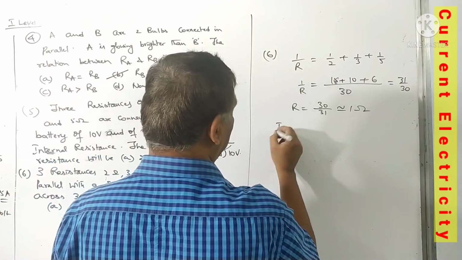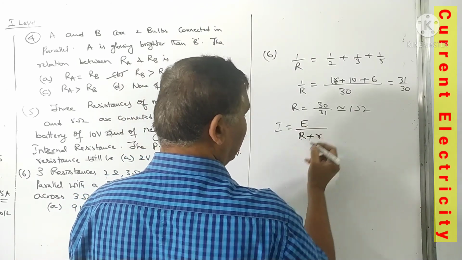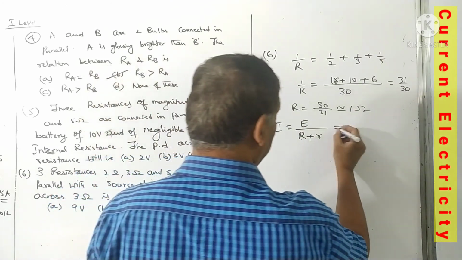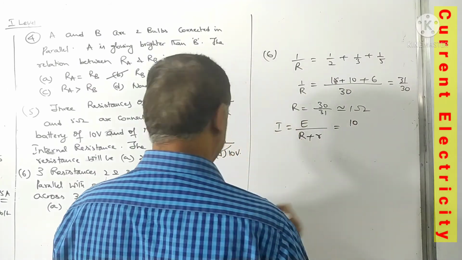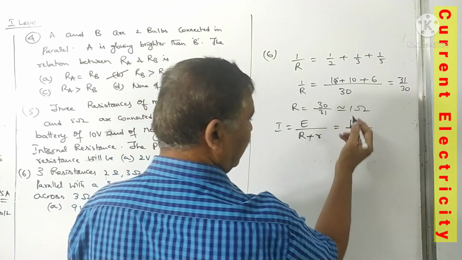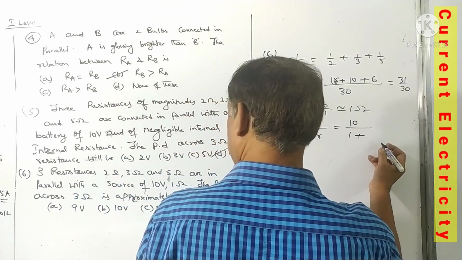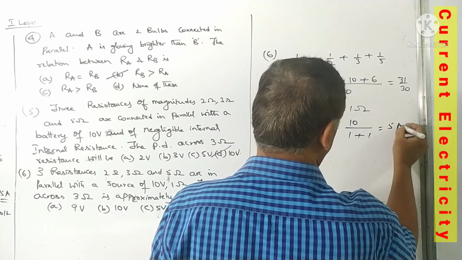So you find out what is the current. Current I is equal to EMF divided by external resistance plus internal resistance. EMF is given as 10 volt divided by, now the combination of 3 resistors in parallel has given 1 ohm resistance plus internal resistance is also given as 1 ohm. This gives us 5 ampere current.